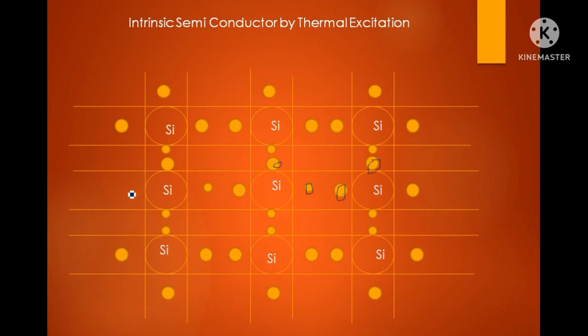So this is the movement of the electron. This path is the movement of electrons. In this path the electron is moving. So what will be the direction of current? Current will be in the opposite direction, in this direction. So this is the current flow, the direction of current. In that way the current is flowing in this intrinsic semiconductor.